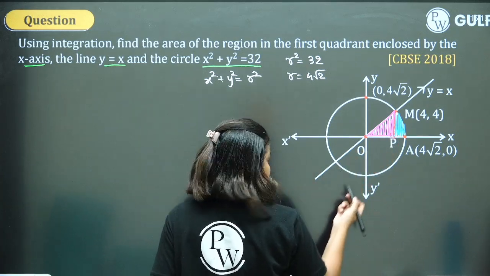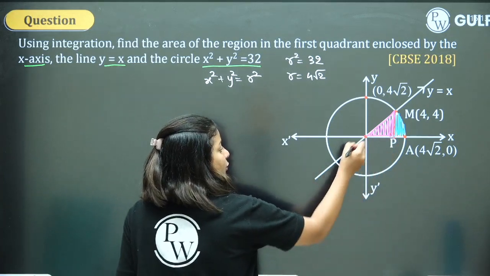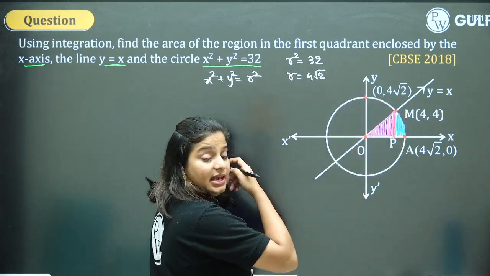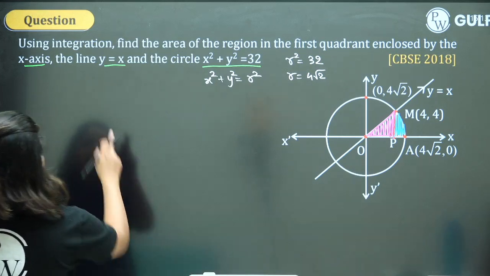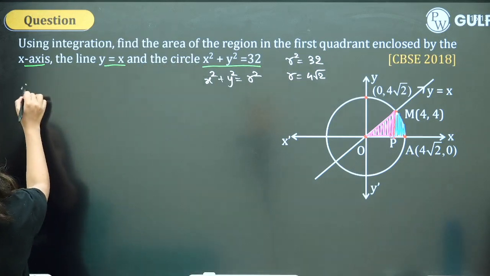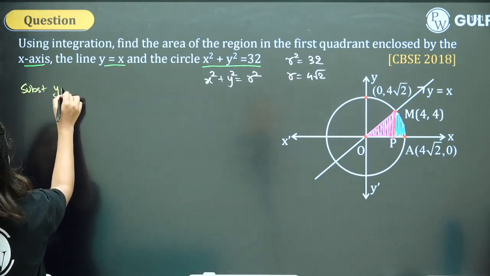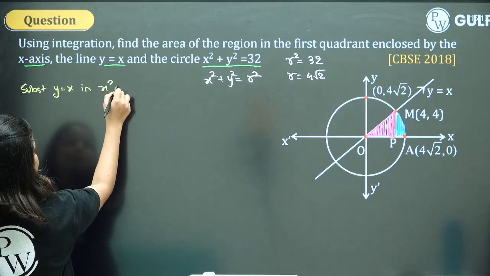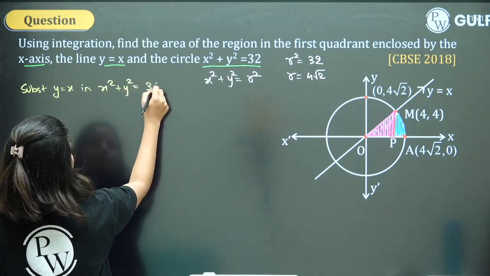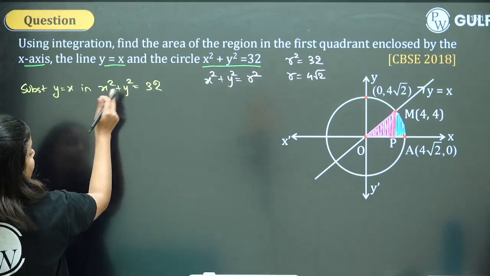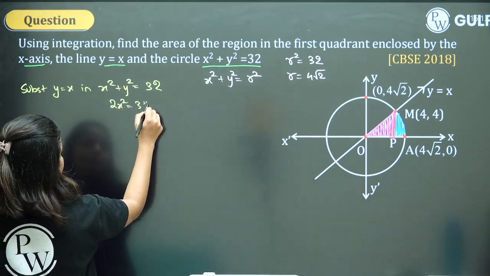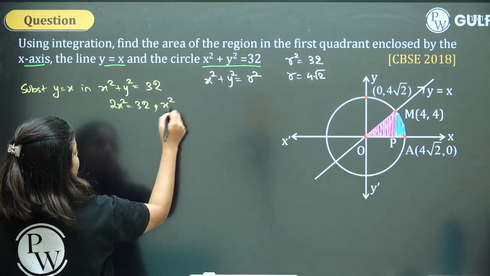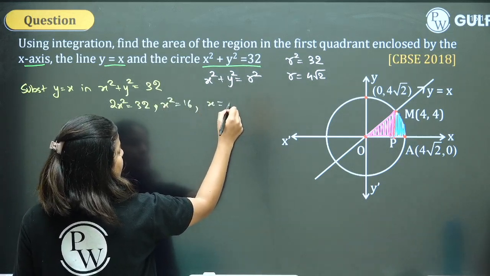Point of intersection कैसे मिलेगा? You have to solve the curve and the line together. Solve the curve and line equation together. y equal to x. Substitute y equal to x in x square plus y square equal to 32. Put x as y or y as x. x square plus x square, 2x square equal to 32. x square equal to 16, x equal to plus or minus 4.